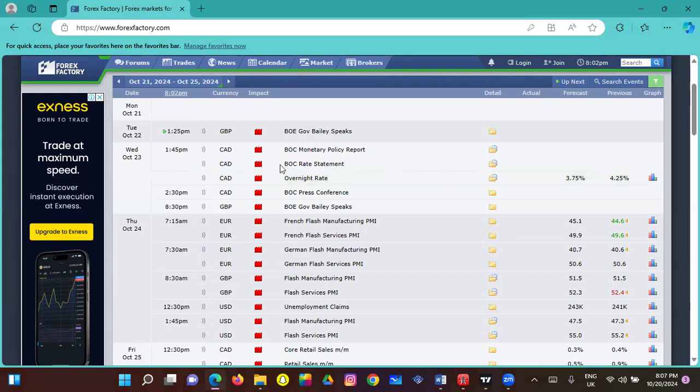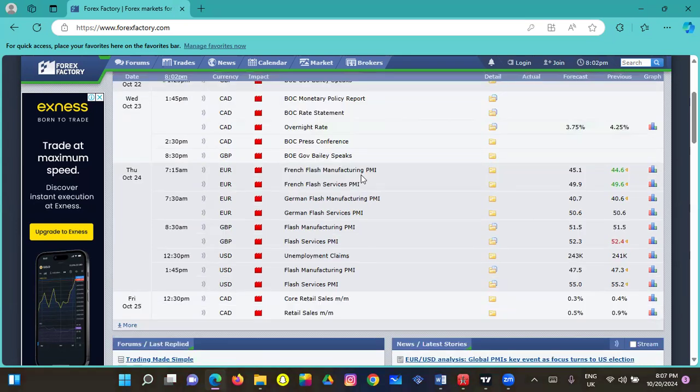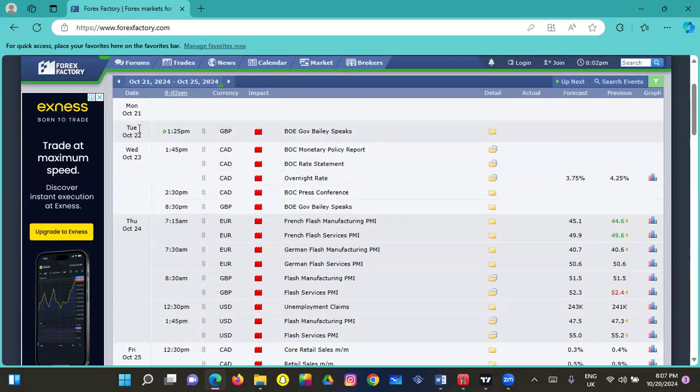We also have the flash PMIs. These are all just estimated PMIs. So we have them here, and USD also has its PMI. On Monday, there's actually no red news or high impact news.